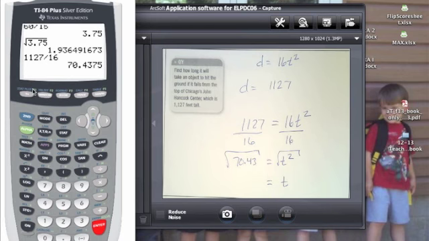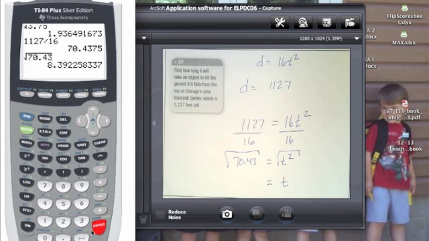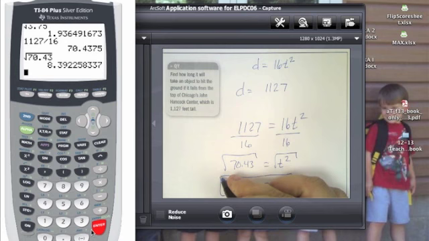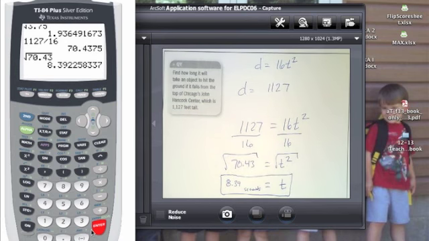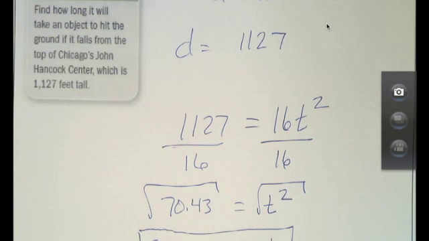Remember, real world problem, I'm only going to use the positive one. So I'm going to take the square root of 70.43 and it's going to give me 8.39 seconds. So it took 8.39 seconds for this object to fall 1,127 feet. Okay?